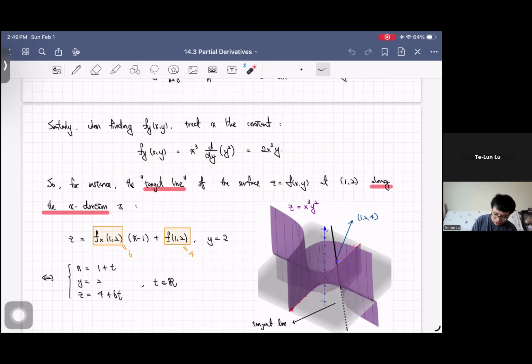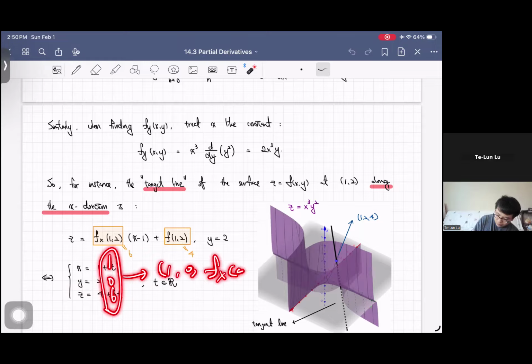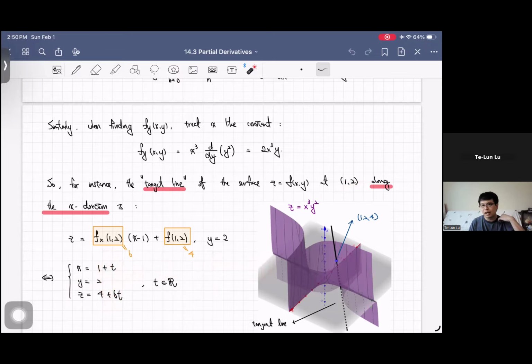So let us compute this. We know that z is always equal to this guy, which is the slope times x minus 1, plus the original 4, and y is fixed to be 2. We can conclude those by this formula. x equals 1 plus t, y is always 2, and z is given by 4 plus 6t. So you see that the directional vector is just (1, 0, 6), which is what I mentioned: (1, 0, f_x(a, b)). In this case, (a, b) is (1, 2). Right? So now we find a directional tangent line in the direction parallel to the xz plane, which is tangent to the surface at the point (1, 2, 4).